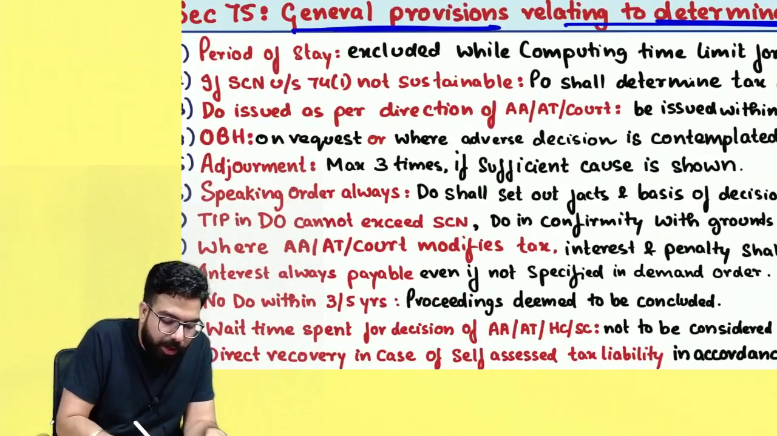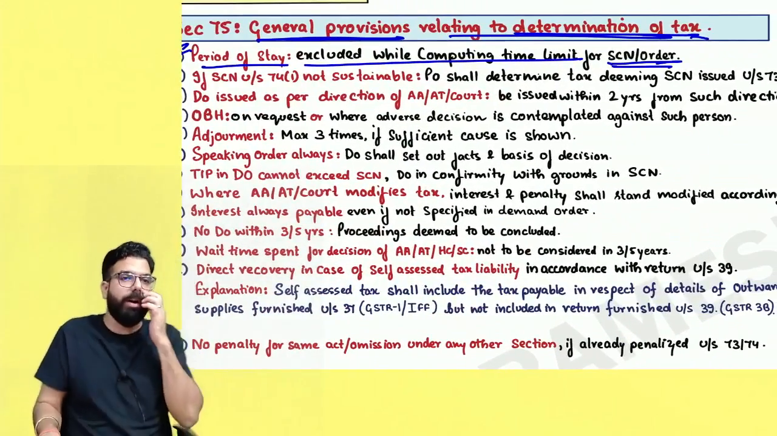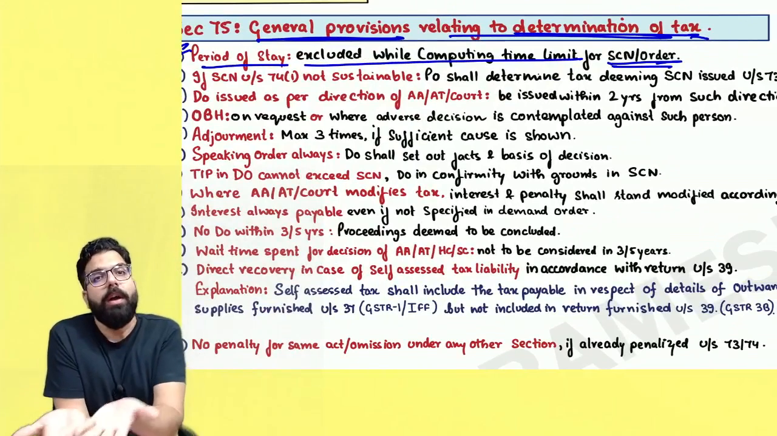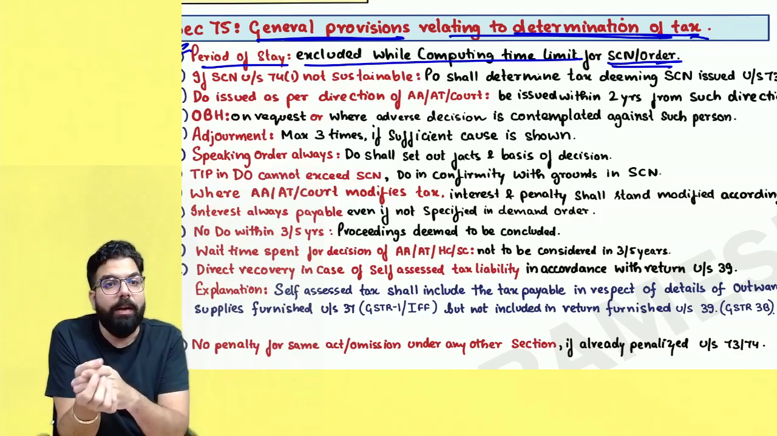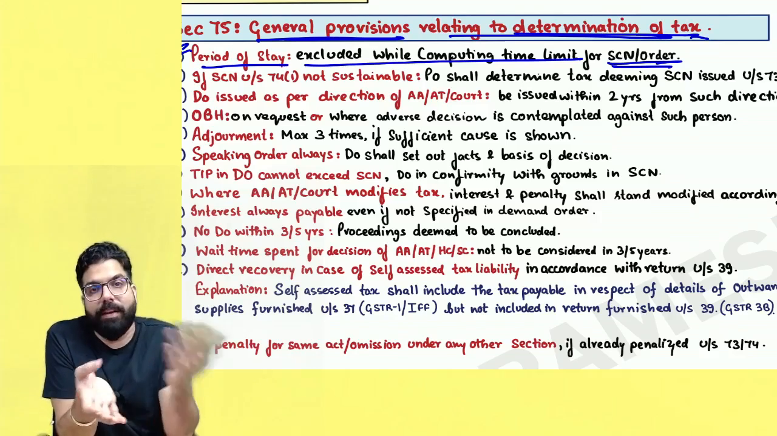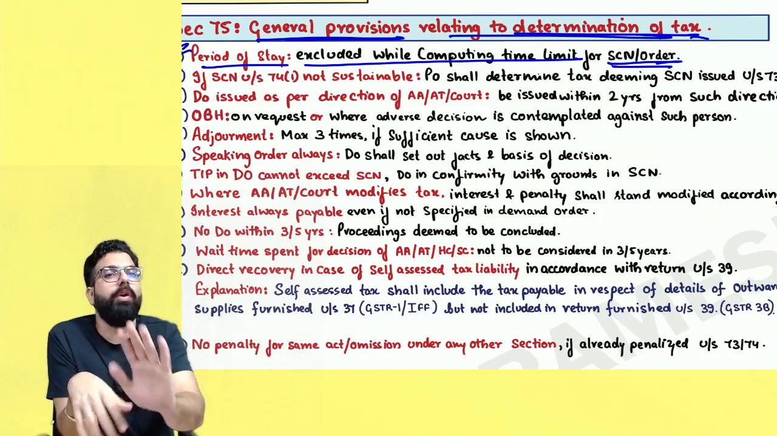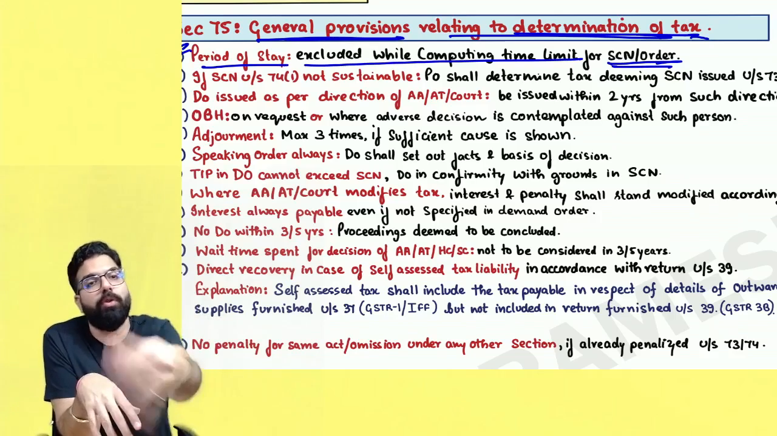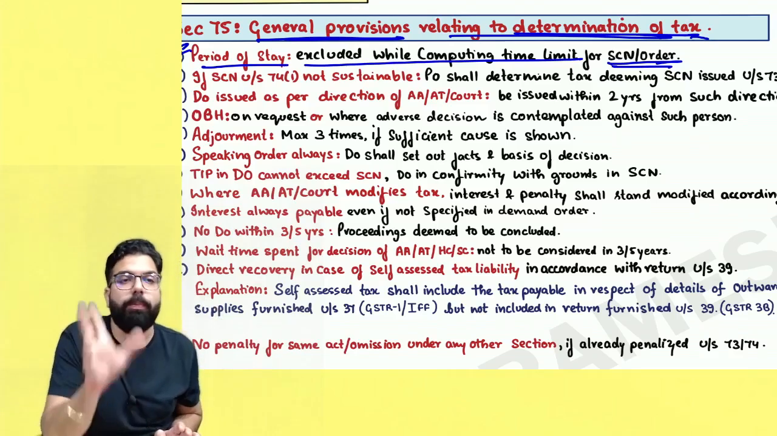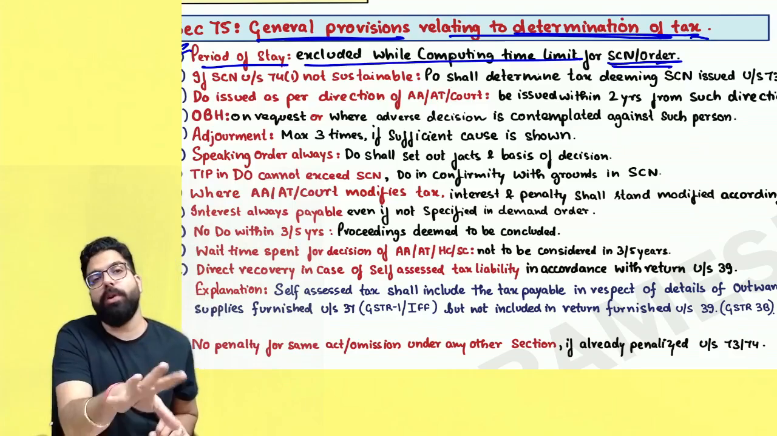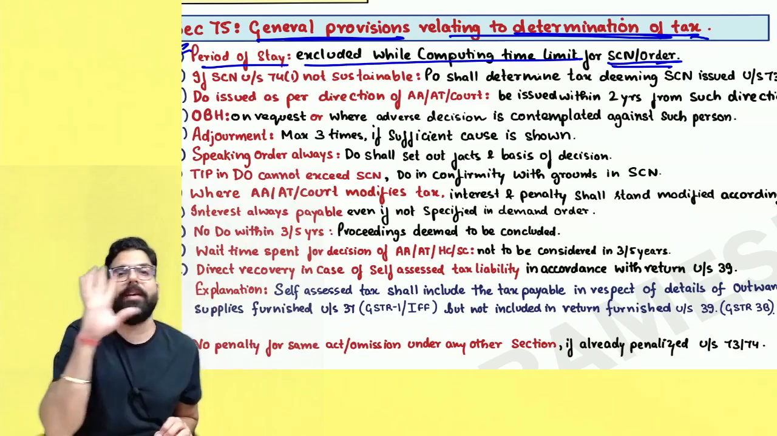Number 1, period of stay to be excluded while calculating the time limit for show cause notice or demand order. The demand order time limit is what? 3 years. Show cause notice 2 years 9 months, 4 years 6 months, and 5 years time limit is there in section number 74. Supposing the taxpayer went to the court and the court has put a stay on raising the show cause notice or might be the demand order, then remember, whatever the time period for which the court has put a stay, that time period will be excluded in computation of that 2 years 9 months, 3 years, 4 years 6 months, and 5 years.